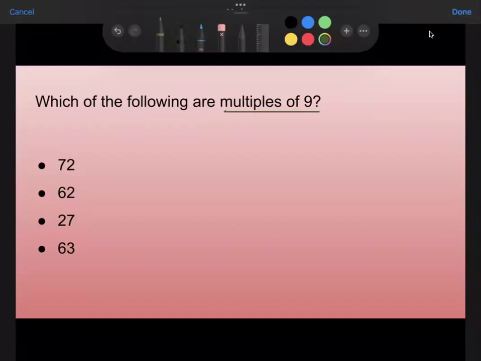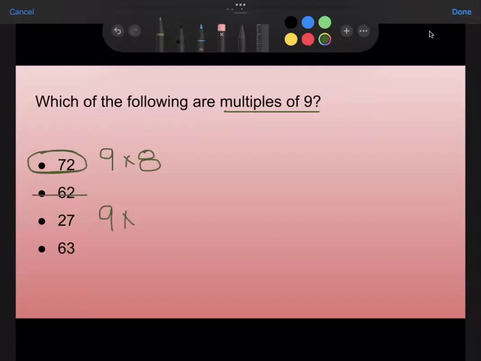Okay, so the first choice is 72. Well, I know that 9 times 8 is 72. So that would definitely be a multiple. 62? I don't think so. Now 9 times 7 is 63, but that's not 62. So we're going to cross that off.